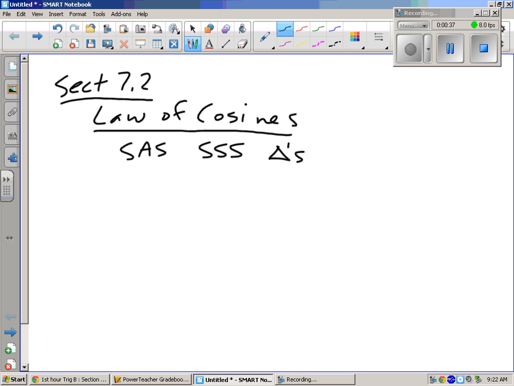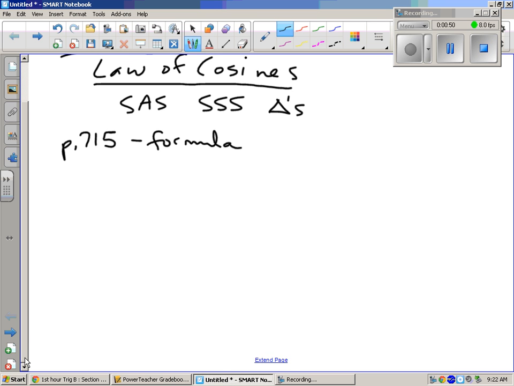And if you want to know where it comes from, there's a long derivation on page 715. That's how you get the formula. So if you want to take a look at that, feel free, but I'm going to just save time and just give you the formula here. There are three forms of it, just like law of sines. It has three parts to it.